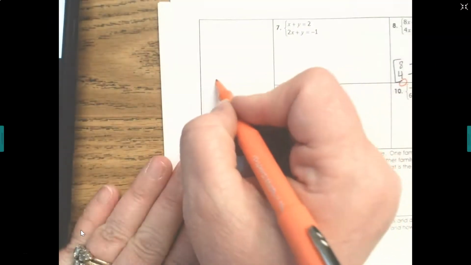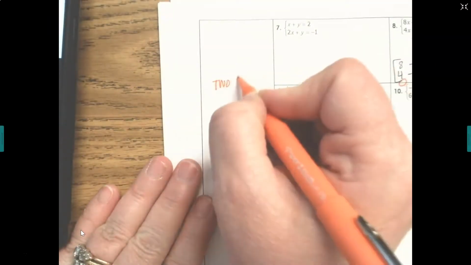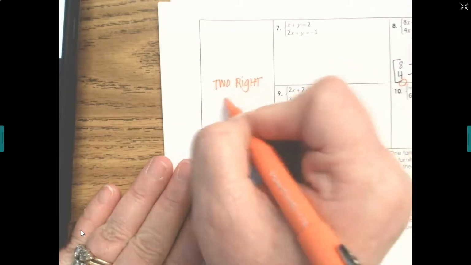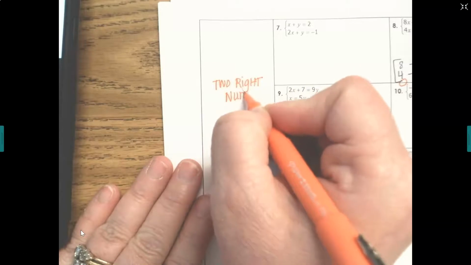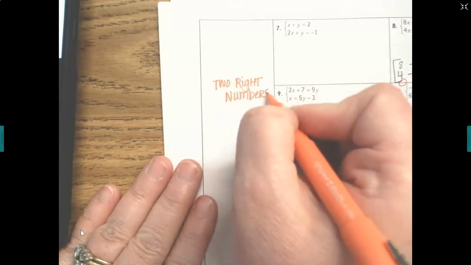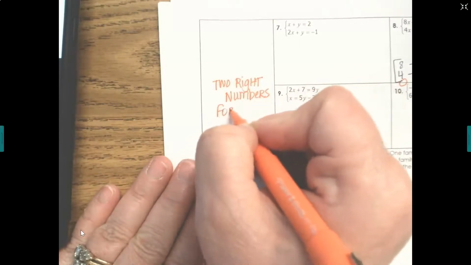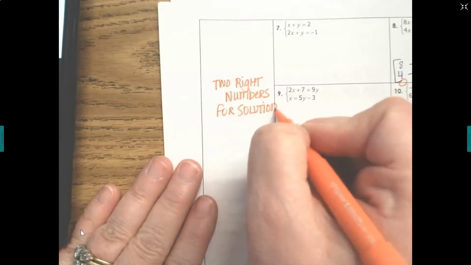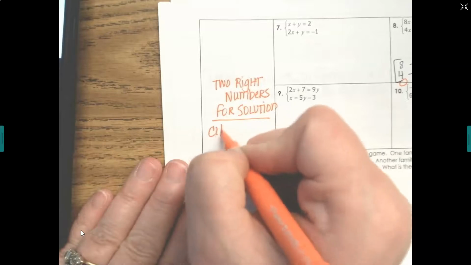So you're going to look for the two left numbers. No, sorry, the two right numbers for your solution. But you always need to check the bottom row. Check the bottom row.